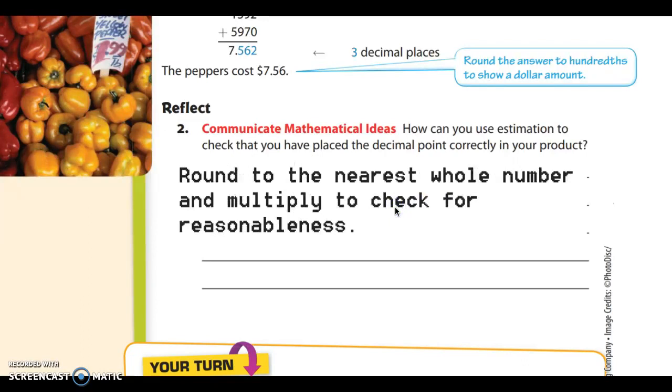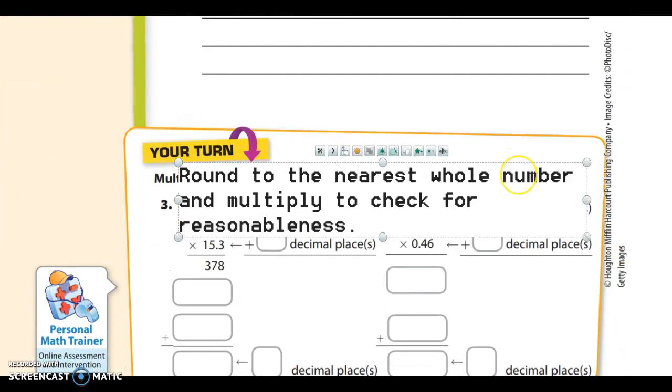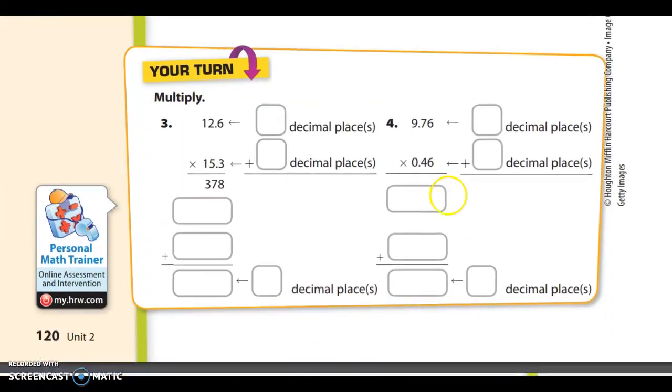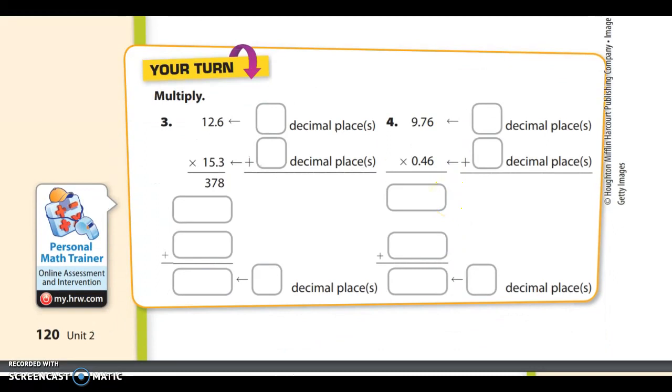Alright, now let's go to the your turn and check out how to do this. It's really actually pretty simple. I think you'll like it. So the first one, they actually really just want you to count decimals. Check out number 3. It says 12 and 6/10. That has 1 decimal place. 15 and 3/10. That has 1 decimal place. So at the end, we're going to end up with 2 decimal places.